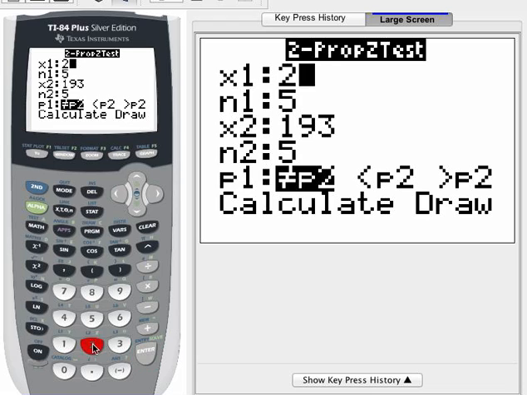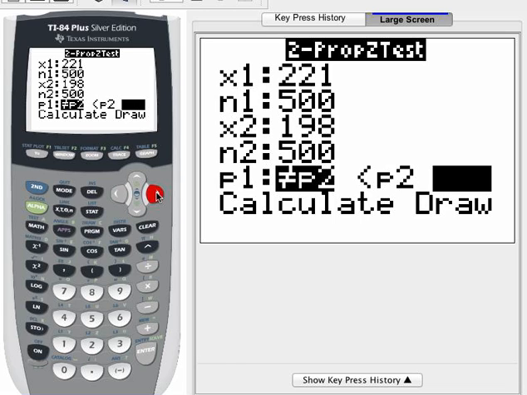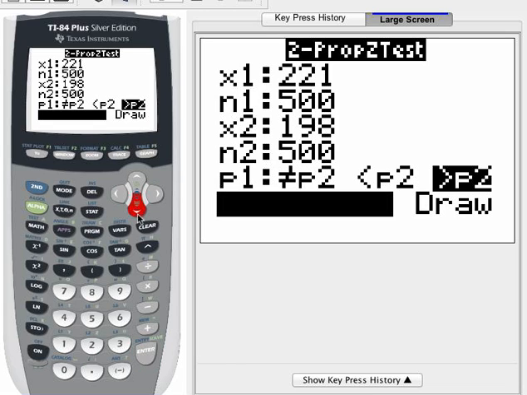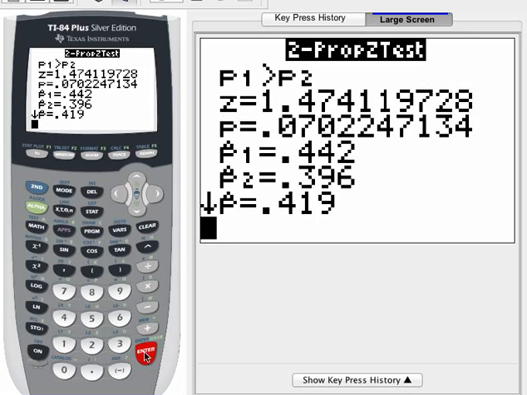For A, there were 221 that said yes to A. The number of observations is 500. For B, we had 198. And the number of observations there is 500. Because of the order in which we're subtracting, this is a greater than alternative. So if we highlight calculate, again, that should confirm our z-score. There's the 1.474, and there's the p-value of 0.0702.